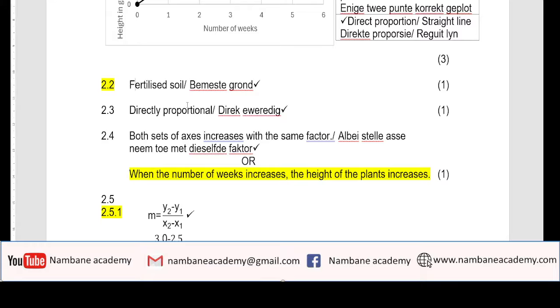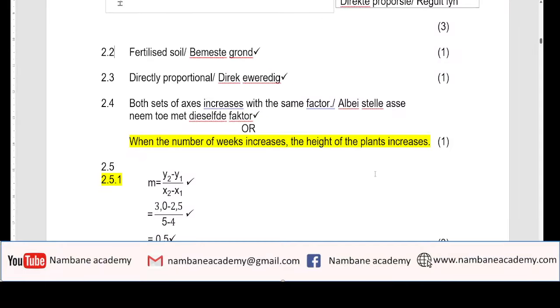At 2.3, what is the relationship between the weeks and height of growth in fertilized soil? Write only directly or inversely proportional. The answer is directly proportional. At 2.4, give a reason for your answer in question 2.3. Both sets of values are increasing by the same factor, or when the learners say the rate of the plants increases, we award a mark there.